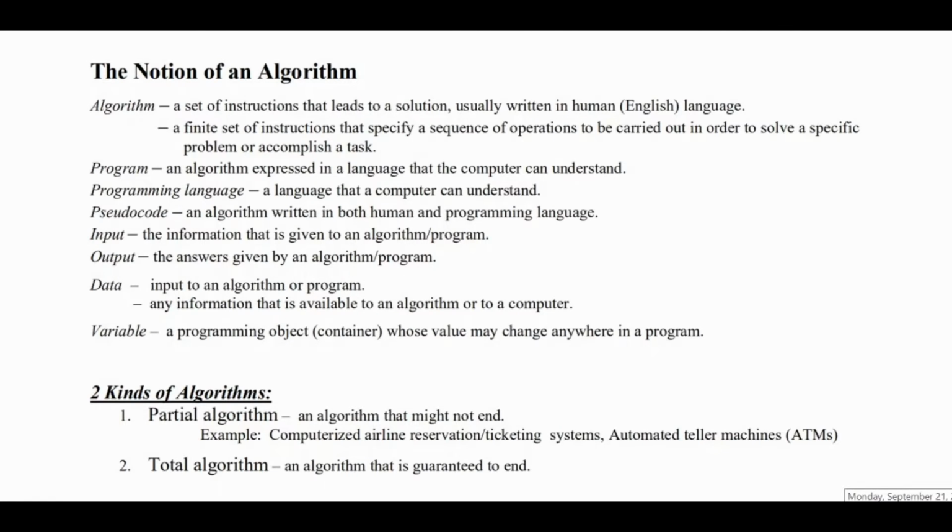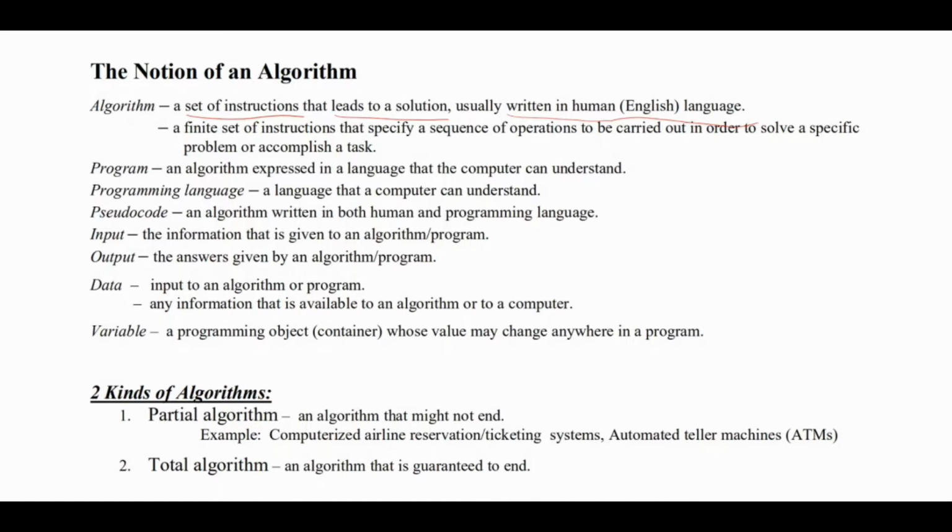Last time, we discussed that a program is a set of instructions for a computer to follow or execute. When we have a programming problem, we first come up with an algorithm, which is our draft solution to the problem. We define an algorithm as a set of instructions that leads to a solution, and this is usually written in human or English language.